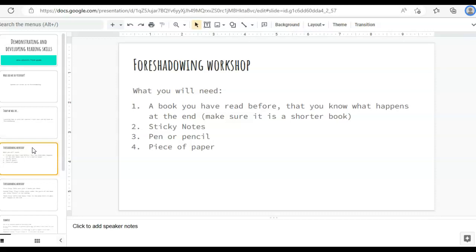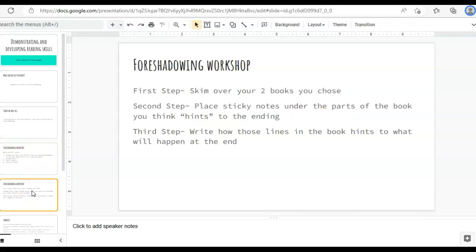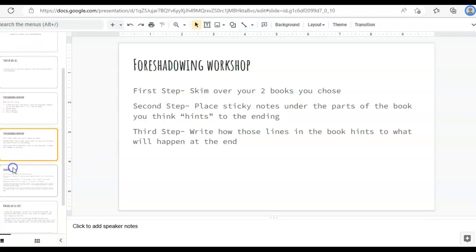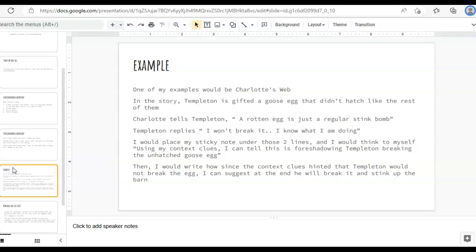For this activity in the foreshadowing workshop, you will need a book that you have read before, sticky notes, a pen or a pencil, or a piece of paper. Your first step is to skim over the one or two books that you have chosen. The second step would be to place the sticky notes under the parts of the book that you think hint to the ending. And then finally, write how those lines in the book hint to what will happen at the end.